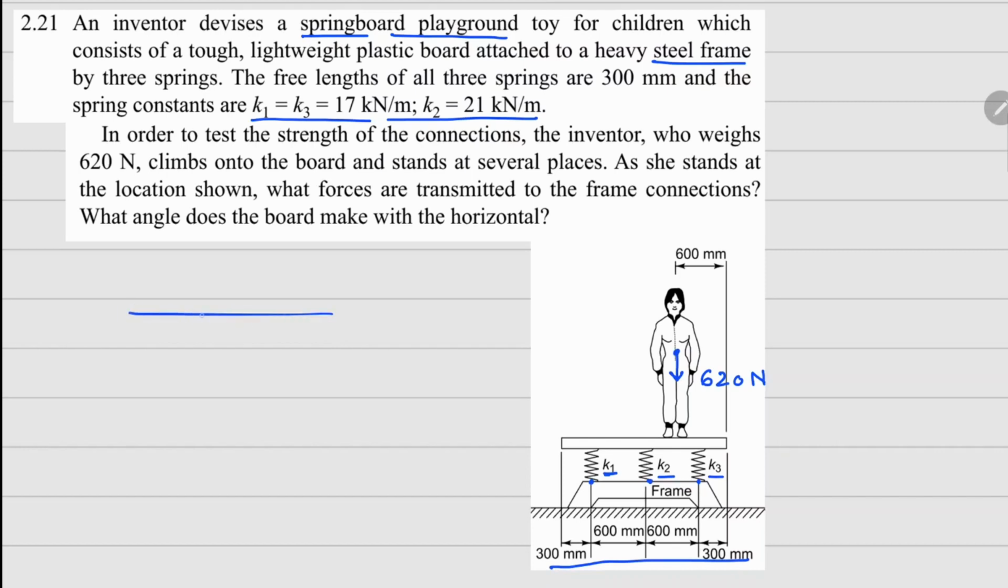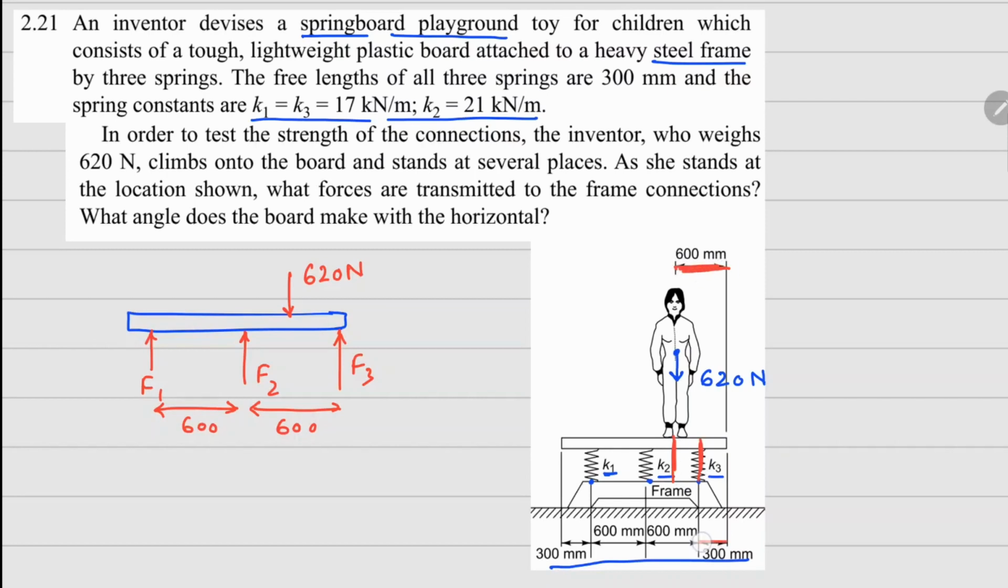So if you think in terms of a free body diagram, there are three connections there. So there will be a force F1 there, F2 here, and F3 going there, and there will be this force 620 newtons right there. In terms of distances, this is 600 and this is also 600, and this distance from here to here, because this one is 600 here and this one is 300, so this also becomes 300 there.